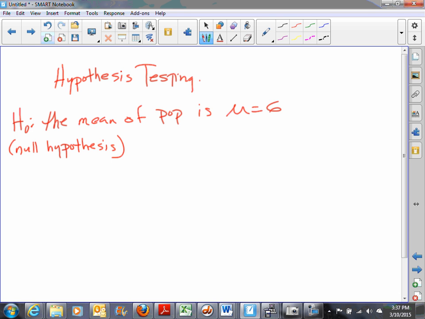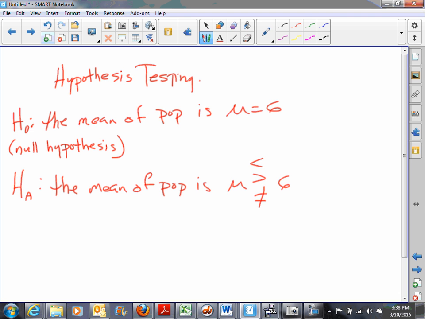Then you have H sub A, and this is the alternate hypothesis. The alternate hypothesis is going to be the same one, but you're going to change the relation symbol. The mean of the population, mu, and 6. Now, you could have greater than 6, less than 6, not equal to 6, one of these.